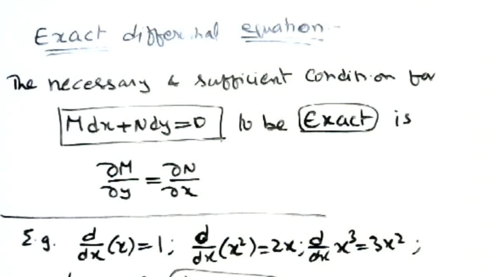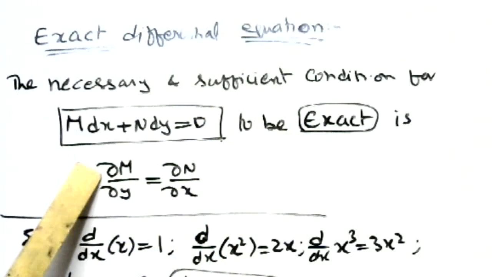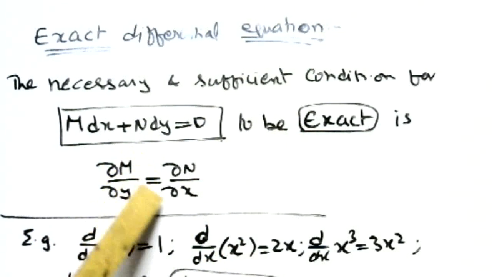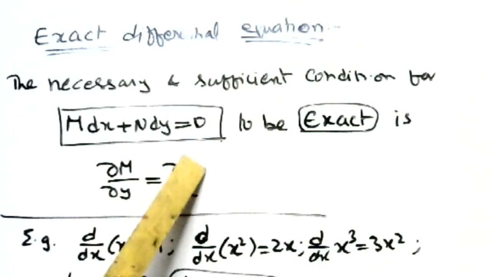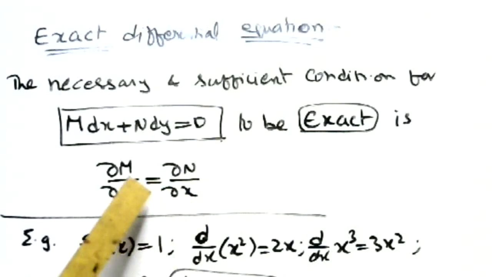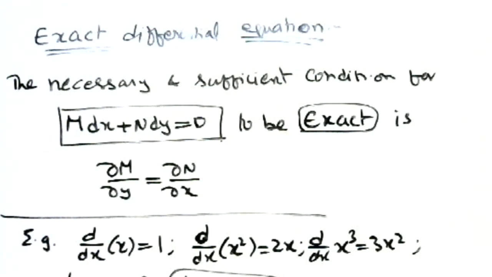Inshallah, today in class we are going to do questions based on exact differential equations. The necessary and sufficient condition for M dx plus N dy equals 0 to be exact is that ∂M/∂y equals ∂N/∂x. We have to find ∂M/∂y and ∂N/∂x. If they are both equal, then we say that the equation is exact.